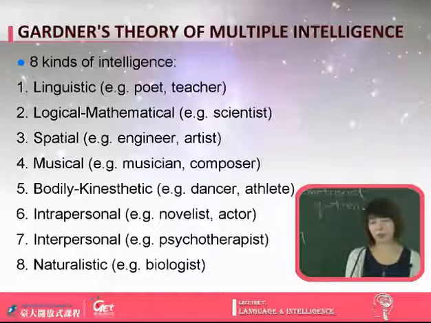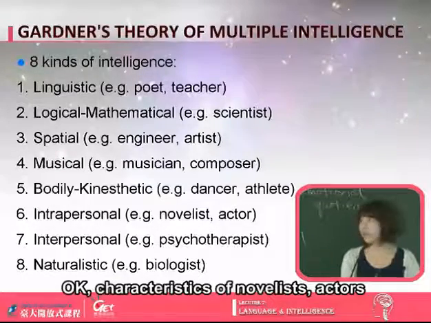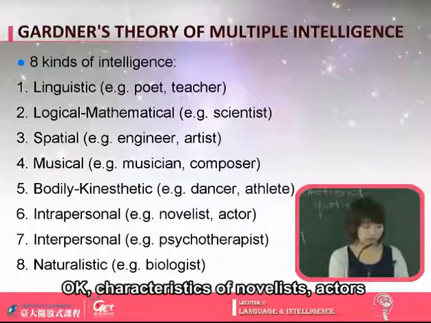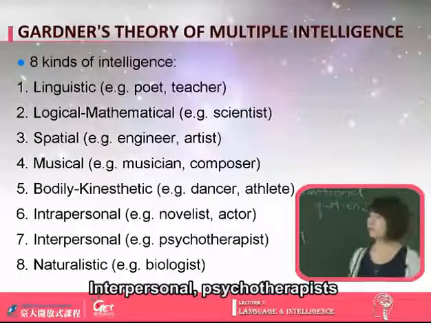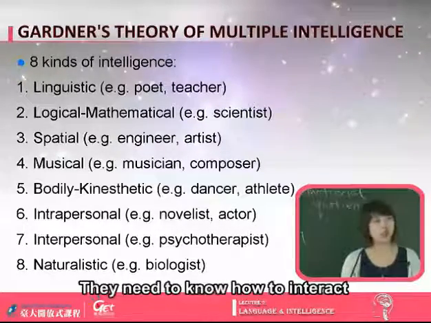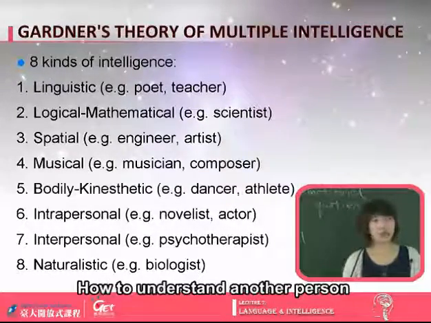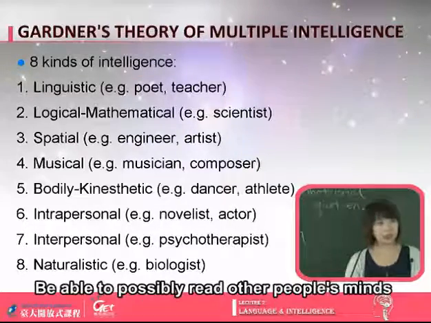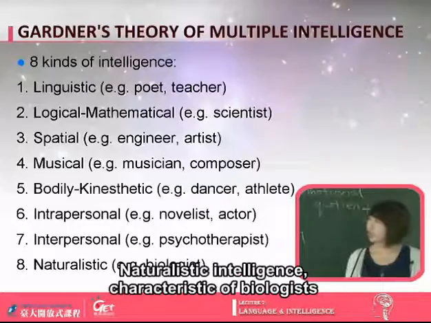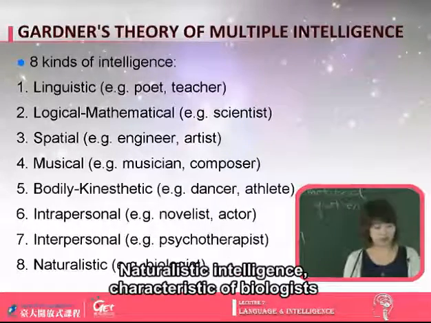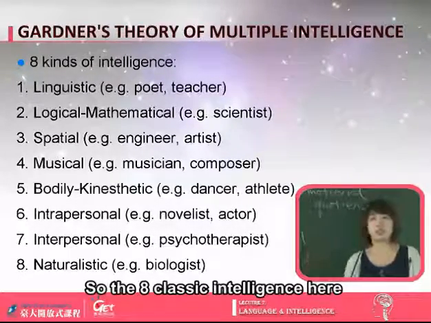Intrapersonal, characteristic of novelists, actors. Interpersonal, psychotherapists. They need to know how to interact, how to understand another person, being able to possibly read other people's minds. Naturalistic intelligence, characteristic of biologists. So the 8 kinds of intelligence here.